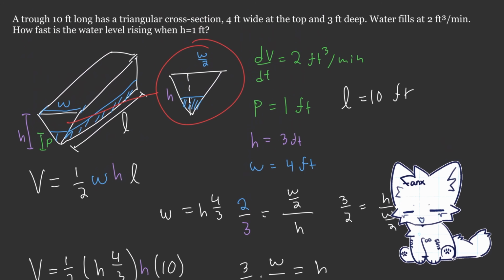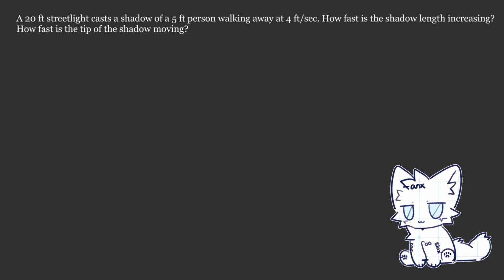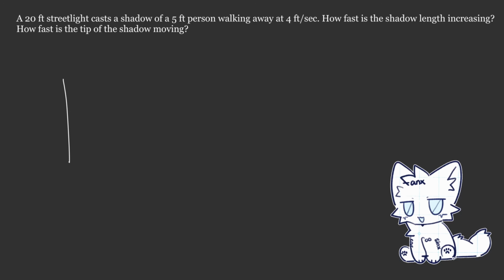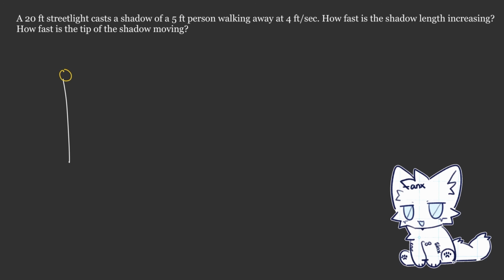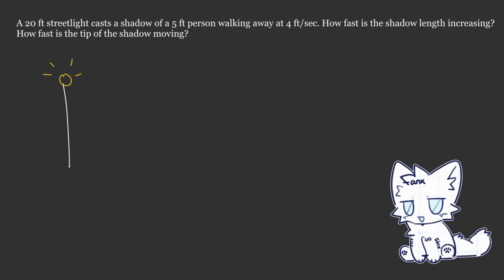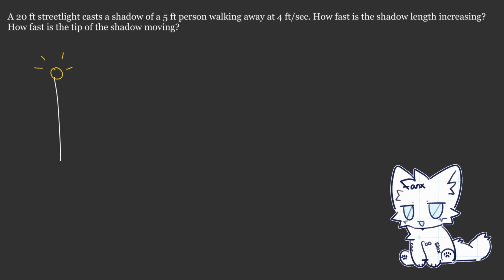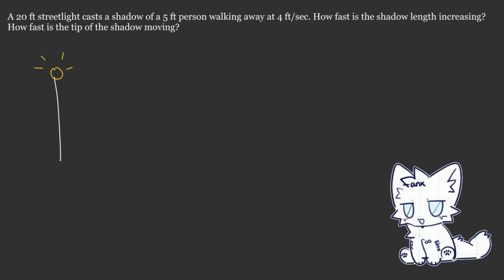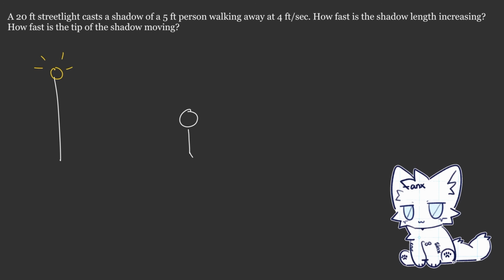Nice, that is the trough problem. Okay, you have a 20 feet street light, a 20 feet street light, very bright. And it casts a shadow of a 5 feet person walking away at 4 feet per second.